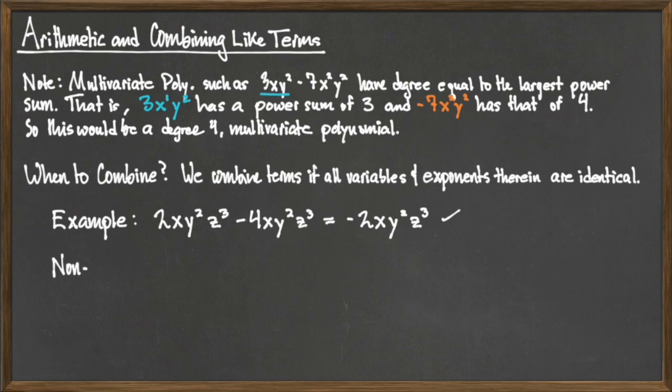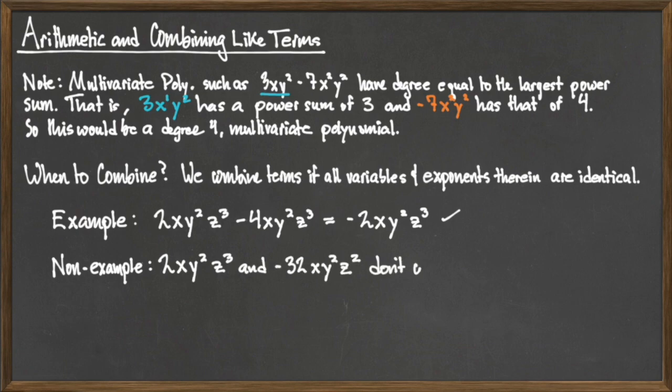I cannot do the same thing with the terms 2x y squared z cubed and negative 32x y squared z squared. Even though all the variables match and all the exponents almost match, the powers of z are different, so these don't combine. Again, I can only combine terms if every variable and every exponent is identical.